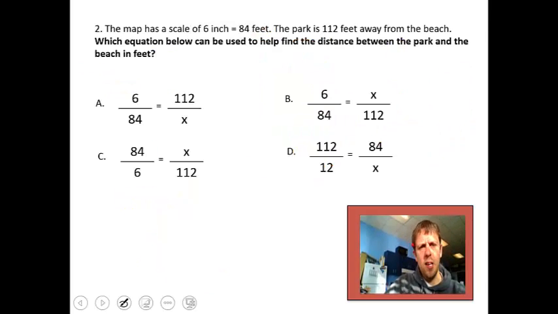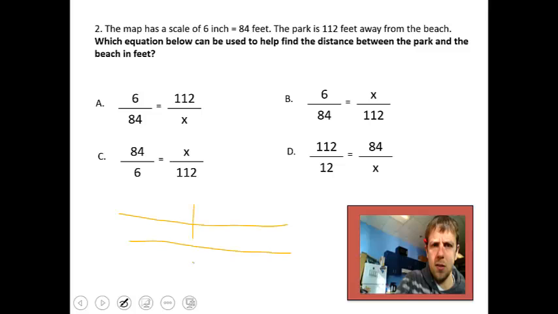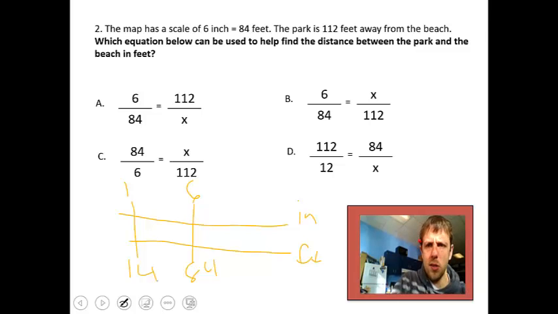It says the map has a scale of 6 inches is equal to 84 feet. The park is 112 feet away from the beach. Which equation below can be used to find the distance between the park and the beach in feet? Well, if I just redraw this real fast, we know this is in inches and feet, and this is 6 and 84, and we just found in the previous problem that 1 inch is equal to 14 feet. But we don't need to know that yet because we're pretending that we don't know the answer.